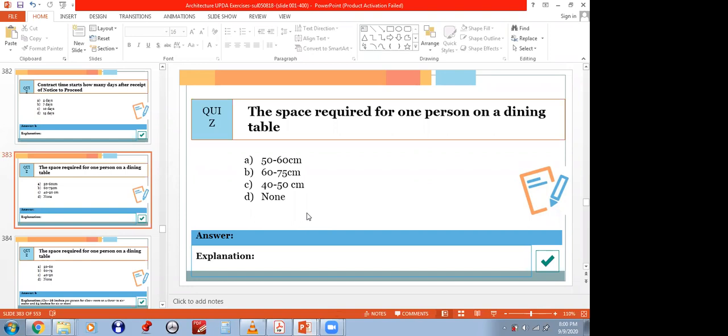Okay, approximately. So my question to you, there are 2 questions. Your first question is the space required, please write it down, the space required for one person on a dining table that can seat 3 to 6 people. Okay, this is 660 mm. So that is 66 centimeters.